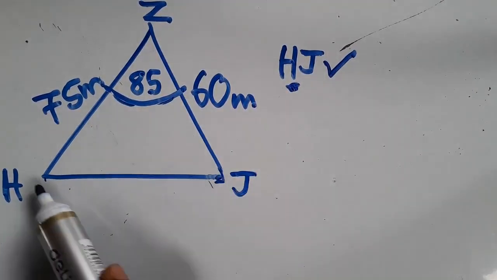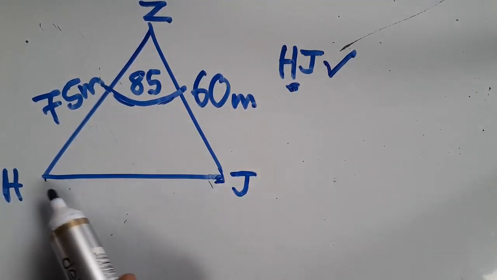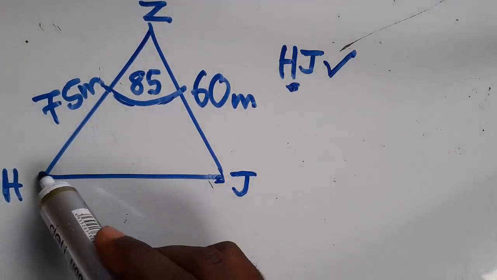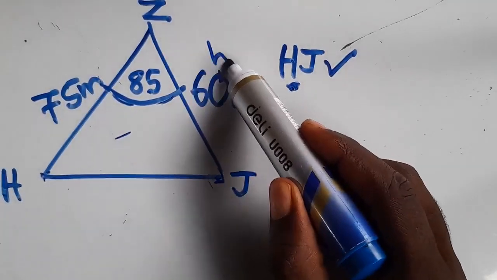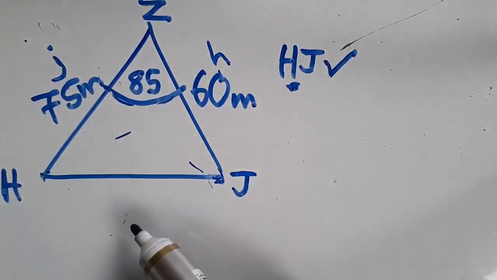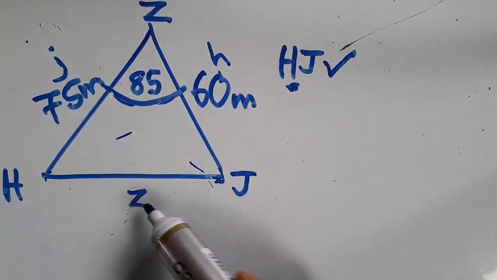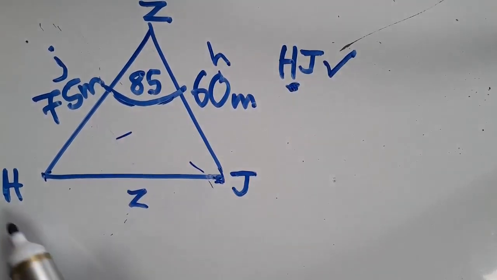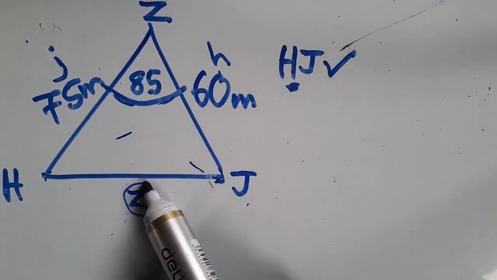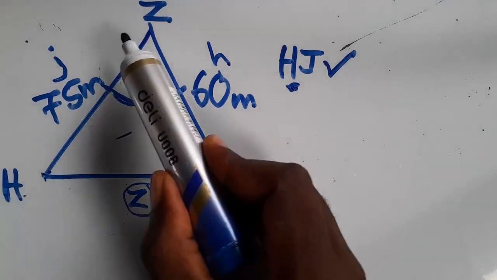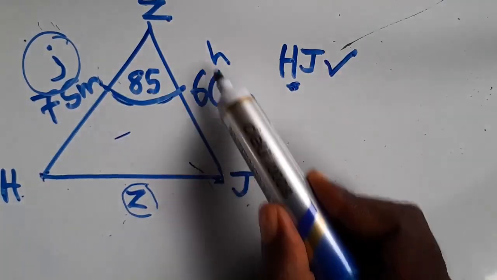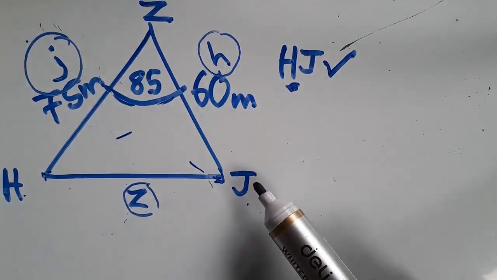We want to find this length, hj. How can we find this? This is h facing this side. This is j facing this side. This is where we've got small z, facing this side. So meaning hj is the same as small z, have you seen? And hz is the same as small j, and zj is the same as small h.